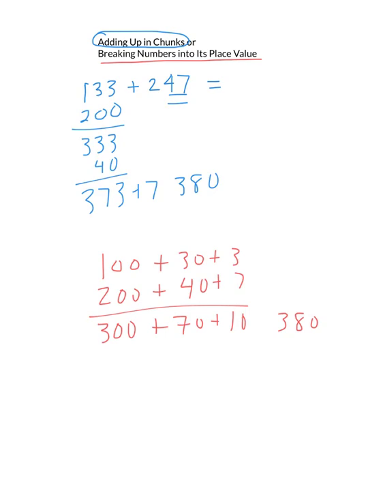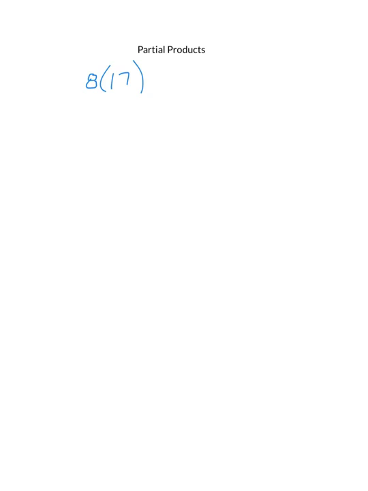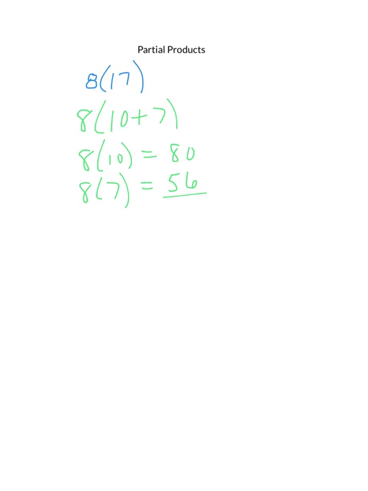So now, partial products. With partial products, we could look at it this way. We could say, well, I'm going to break up 17 into 10 plus 7, so I have 8 tens, which is 80. I have 8 sevens, which is 56. So that gives me a total of 136.